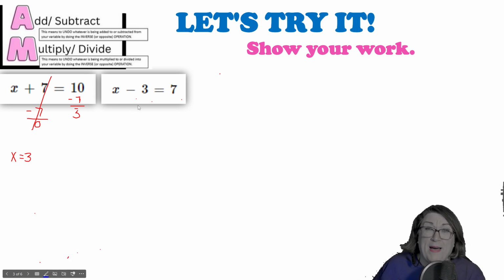Now we have x minus 3. So, of course, we're going to look at that minus and think, well, what's the opposite or inverse of subtracting a 3? That would be adding a 3. And remember, we're looking at the side with our variable to determine what operator is happening to the variable. And then, of course, we need to do that same operation on the other side of the equation. And 7 plus 3 is 10. So our equation is now solved. X equals 10.